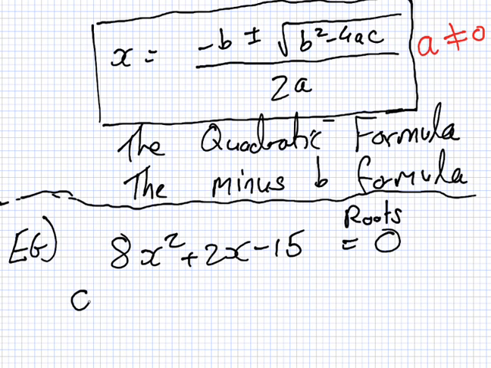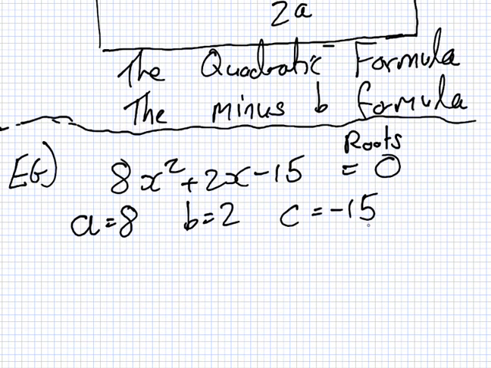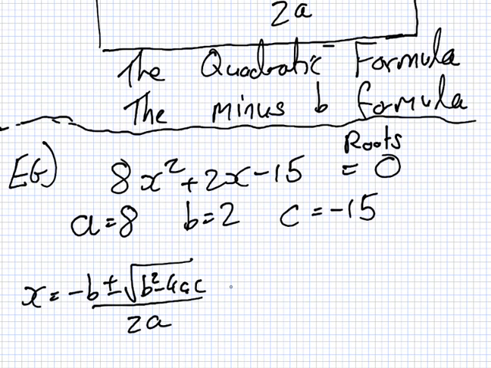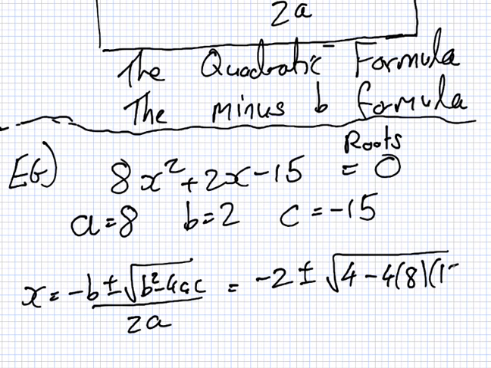So here we say a is 8, b is 2, c is minus 15. So the formula is x equals minus b plus or minus the square root of b squared minus 4ac all over 2a, which equals minus 2 plus or minus the square root of 2 squared minus 4 times a times c, which is minus 15, so I'll make that a plus, all over 2a, which is 16.